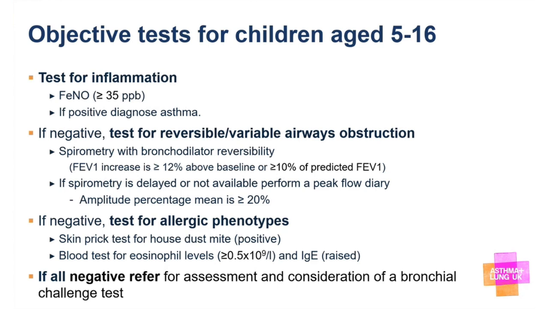The levels for diagnosing in children are slightly lower as well, so 35 parts per billion, as opposed to the 50 that we had in adults. That's because there is clearer evidence around this in children, and we've also got greater certainty about the results in this age group. So if somebody has a positive FeNO test and you think they have asthma, we can diagnose asthma at that point. If it's negative, we should again move on to a test for obstruction and reversibility, and again it's recommending spirometry with reversibility at that point.